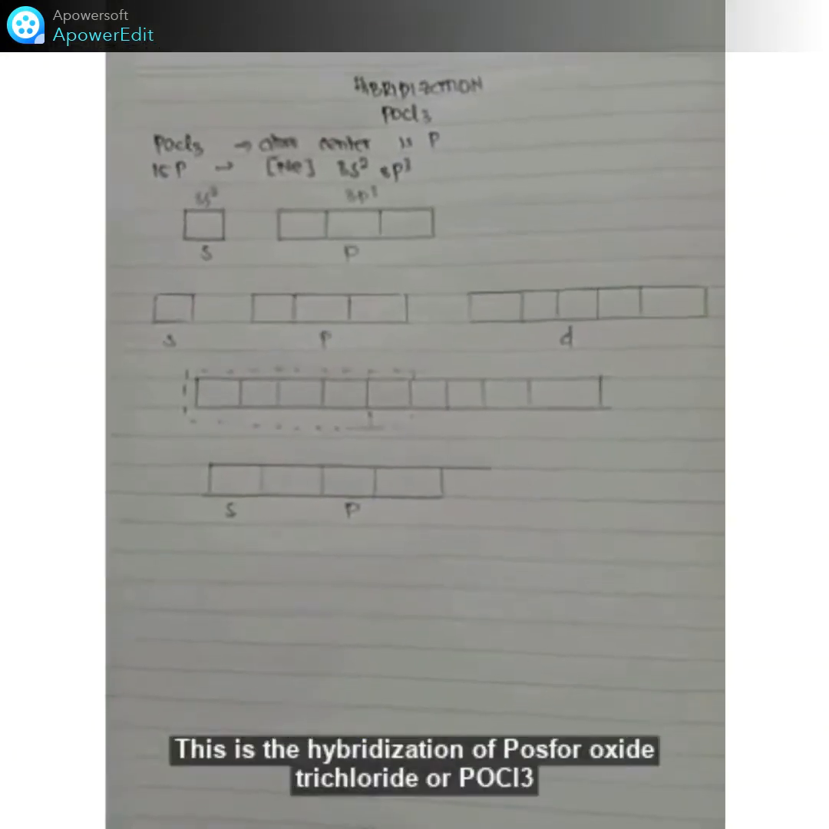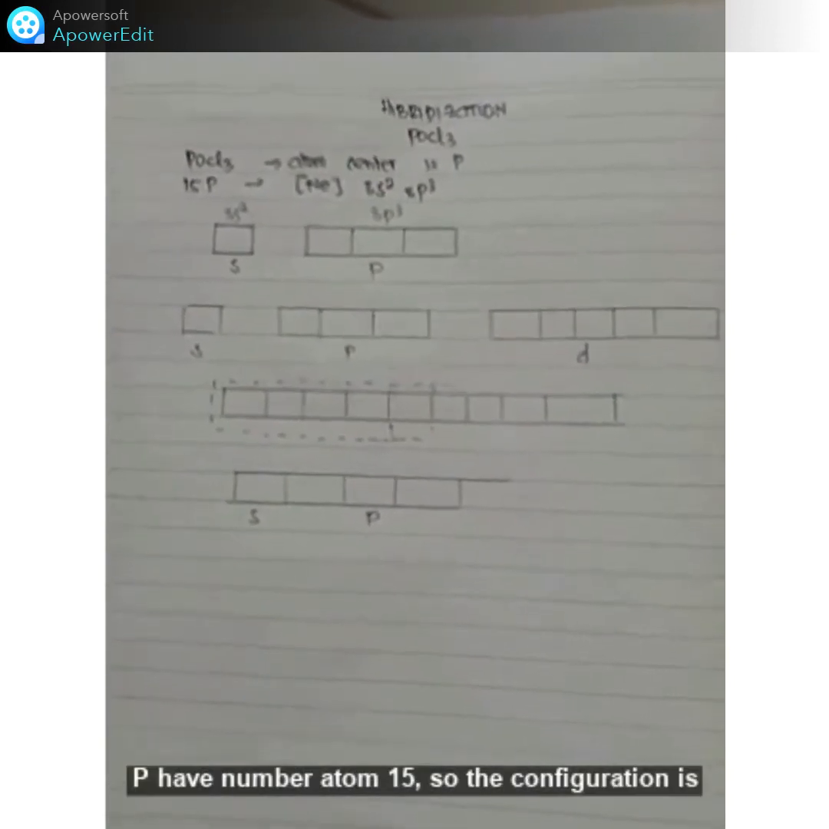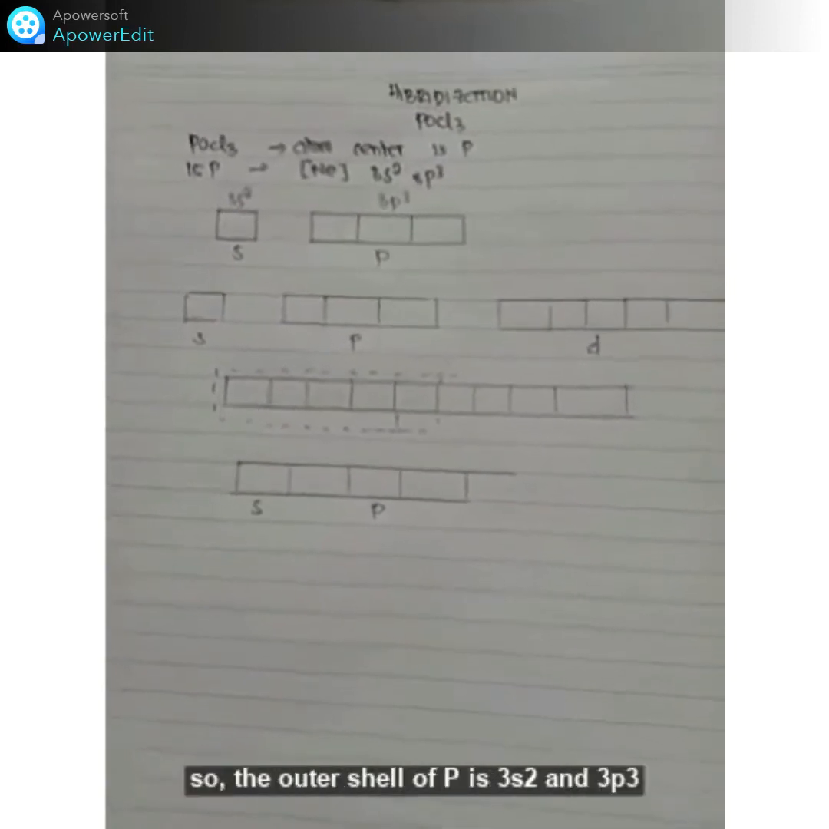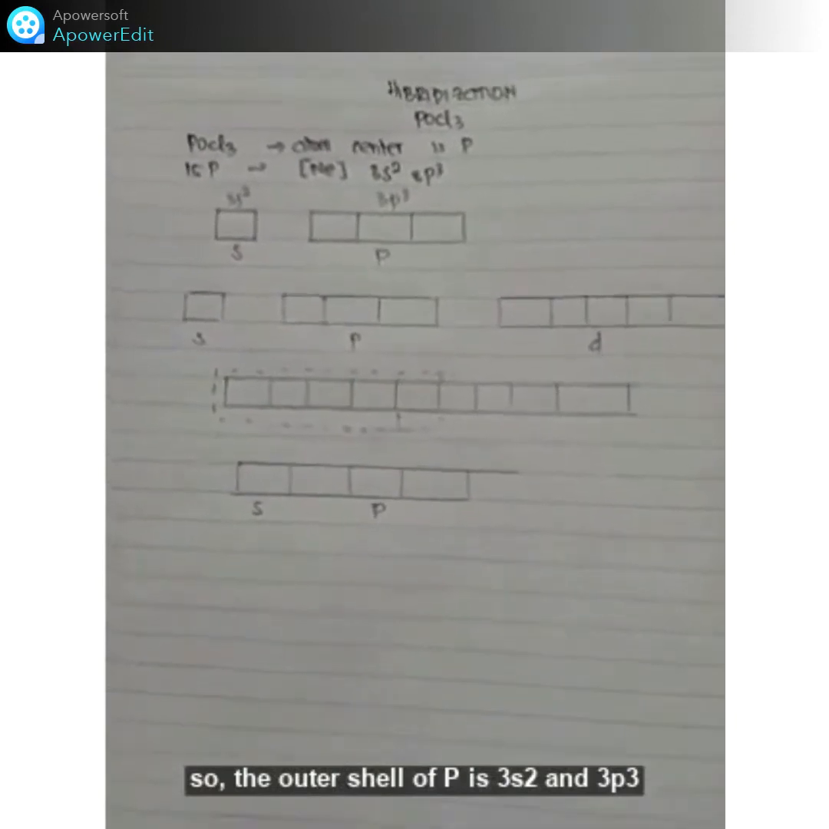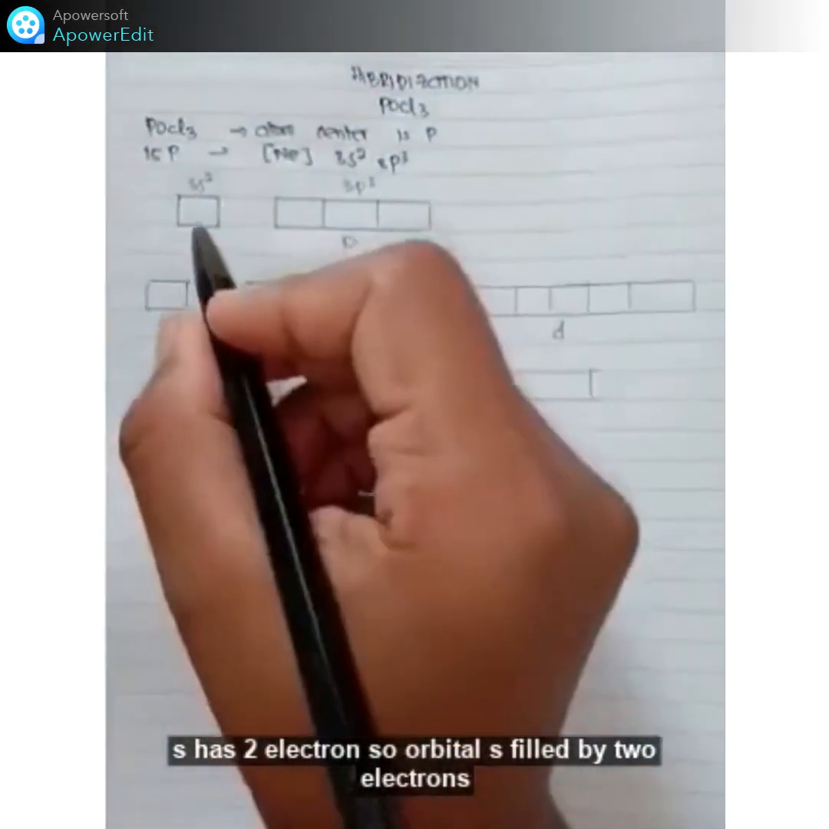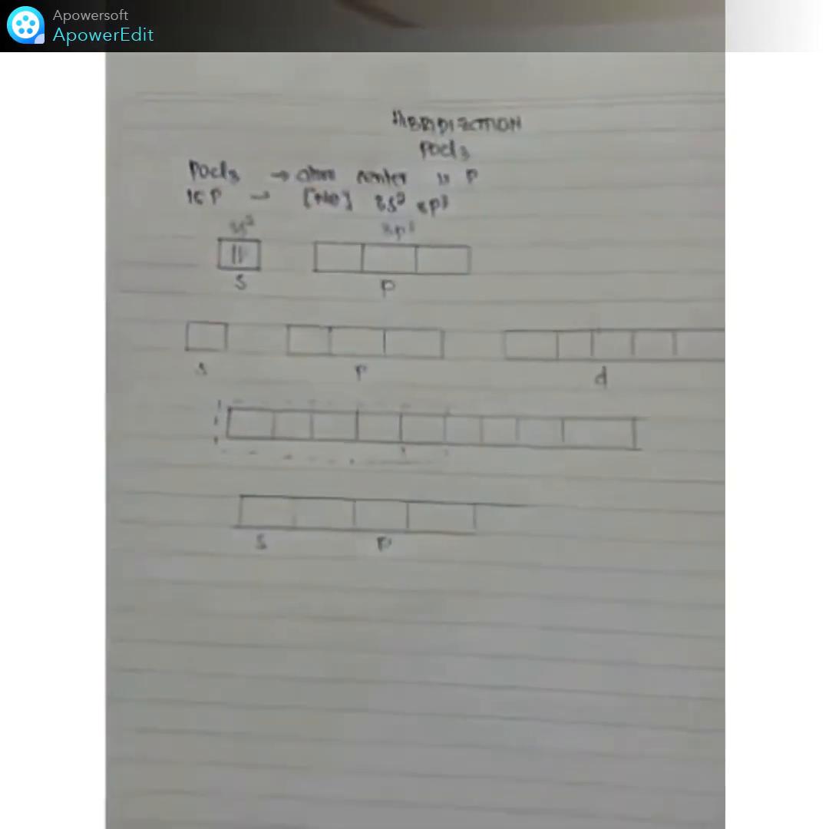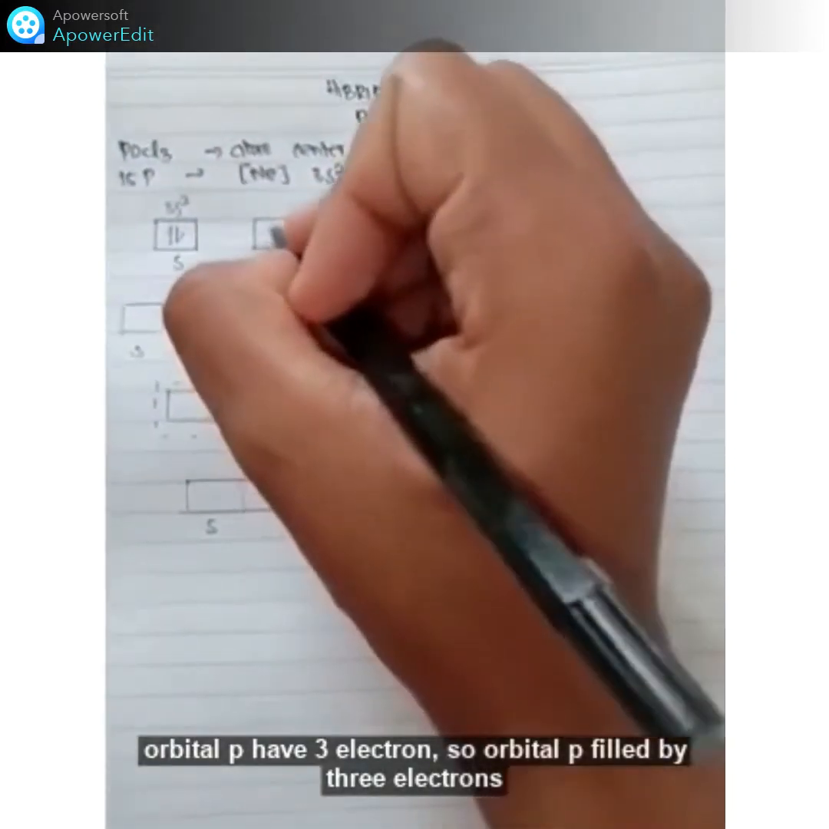Hybridization of phosphoryl chloride, or POCl3, with center atom P. P has atomic number 15, so the configuration is neon 3s2 3p3. So the outer shell of P is 3s2 and 3p3. S has 2 electrons, so orbital S is filled by 2 electrons. And orbital P has 3 electrons, so orbital P is filled by 3 electrons.